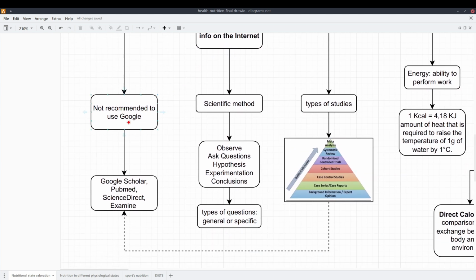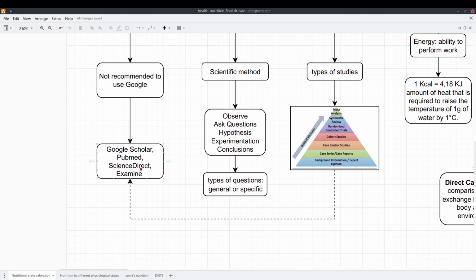It is not recommended to use Google. Since Google is an index browser, it can only show the indexed sites, websites that are out there. So it's not complete, and most of the times it gives us results about blogs that everybody can write. So what to use instead? Google Scholar, PubMed, ScienceDirect, and Examine. These are examples of good websites to find good scientific information.